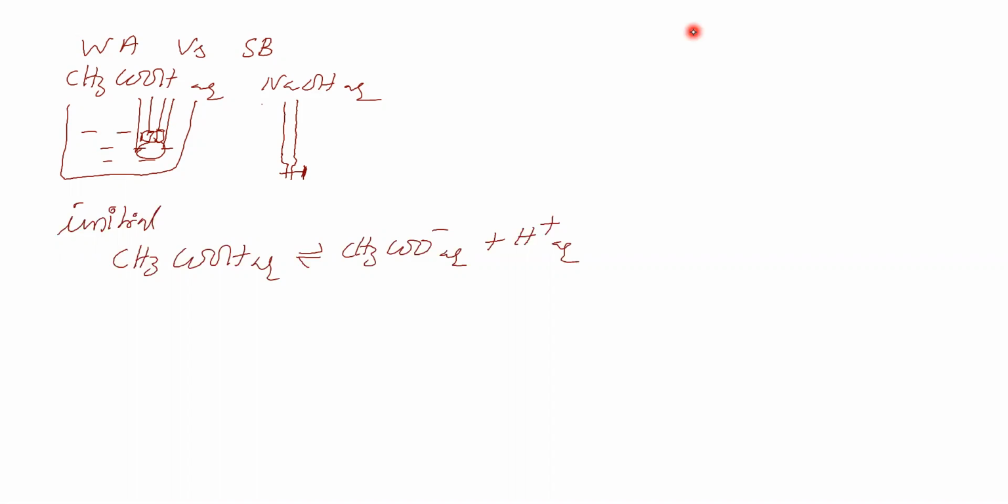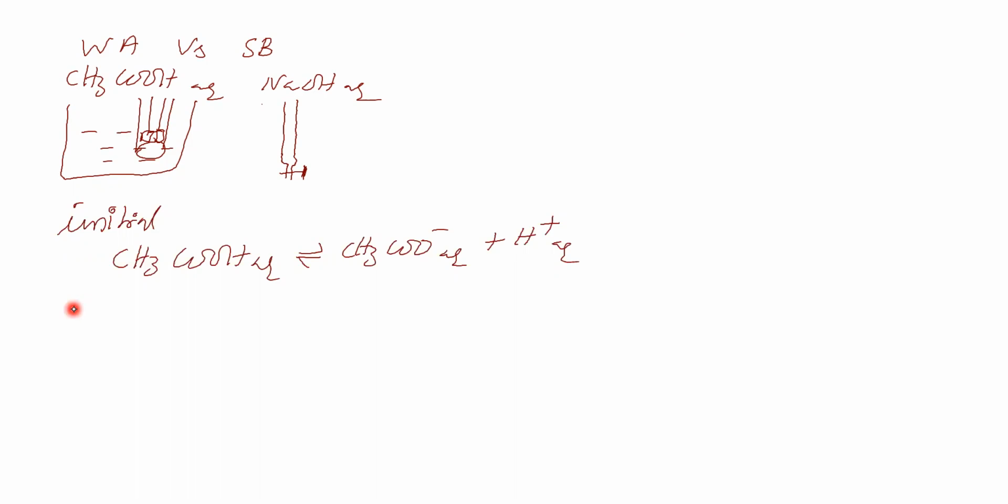This solution has a certain lambda m. If we compare with a strong acid, the strong acid will have a high value and the weak acid will have a low value. Why does the weak acid have a lower value? It undergoes partial ionization, so the number of ions will be less here. So initially we got the lambda m of acetic acid.